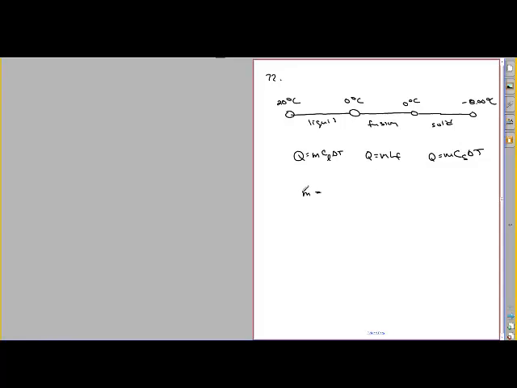We know the mass is 75 grams. So we'll convert that to kilograms by dividing by 1,000. So we get 0.075 kilograms. Specific heat for liquid water, 4,186 joules per kilogram degree C.